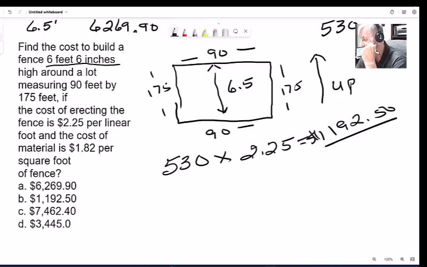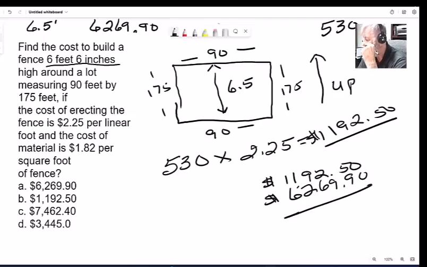So to sum this all up, I've got my linear cost, which is $1,192.50, and then I got my square footage cost of $6,269.90, and then I got to add those together. Okay, and I come up with a sum of $7,462.40, the cost to build the fence. And that's it right there. All right. I hope that answers that question.